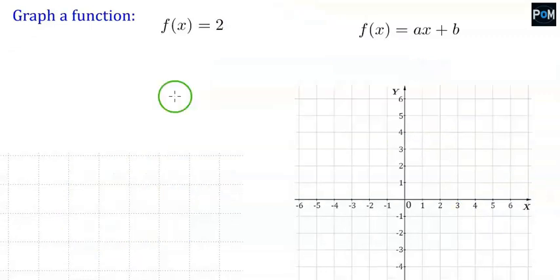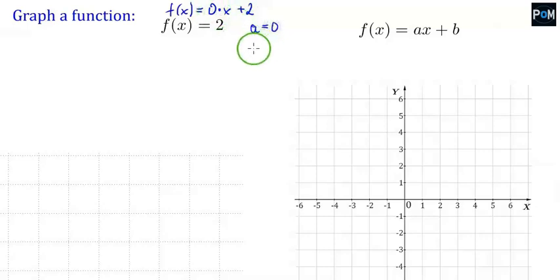In the third task, we have to draw the graph of the function f of x equals 2, which is a rather unusual looking function. We must read the formula of this function in this way. It is the same as f of x equals 0 times x plus 2. Because 0 times x cancels out, it will still be 0, so only 2 remains. Here we need to be aware that our a equals 0 and b equals 2. This is such a function.